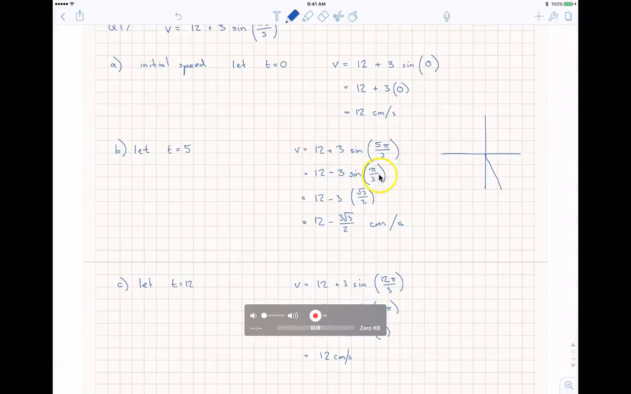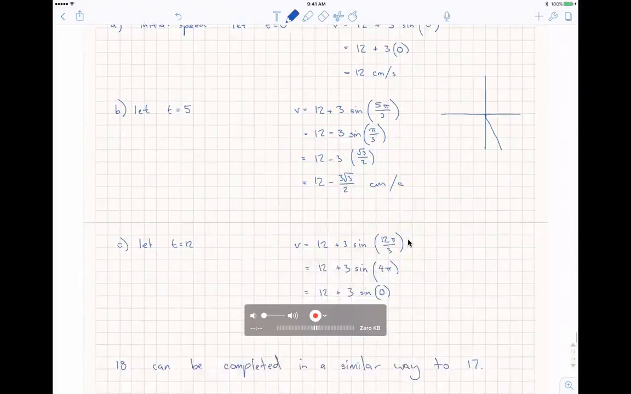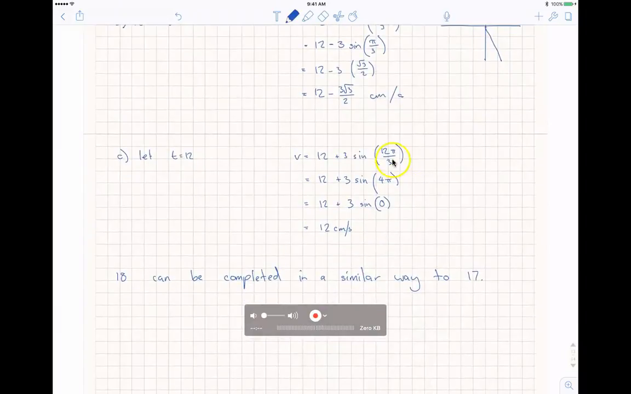Sine of pi on 3 is the exact value square root of 3 on 2, so we're doing 12 minus 3 times the square root of 3 on 2, and we can just leave that answer as is. And don't forget to put your units, centimeters per second. And we will put 12 in there.